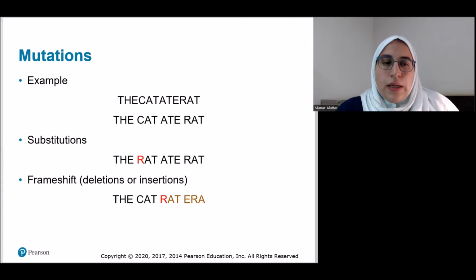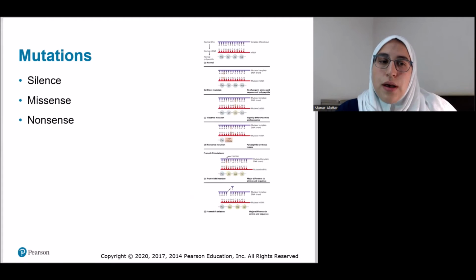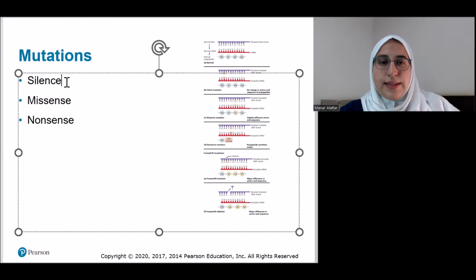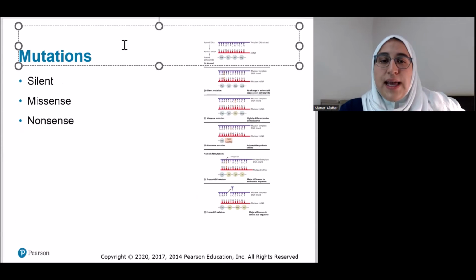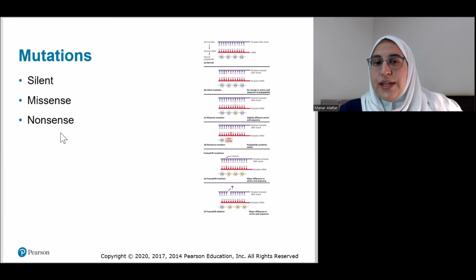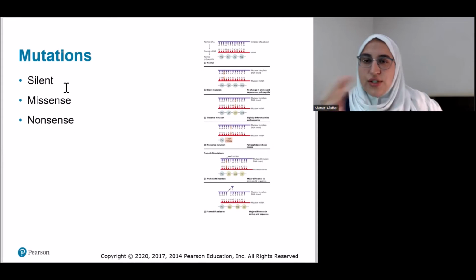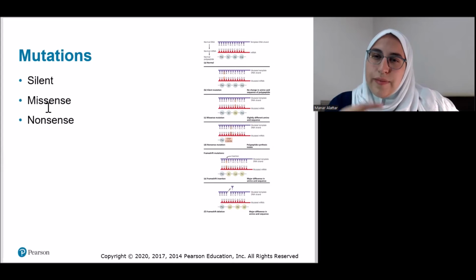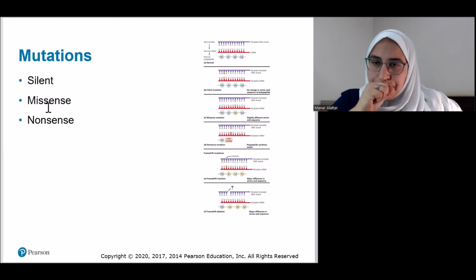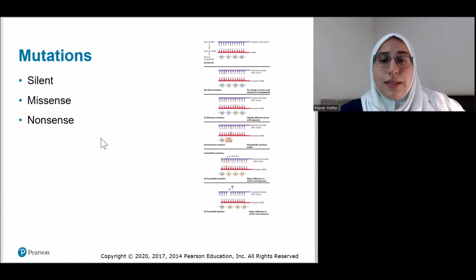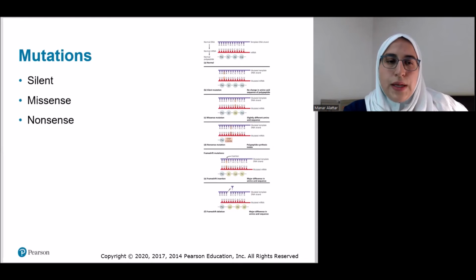Okay. And so we would call that a silent mutation, a missense mutation, or a nonsense mutation. Silent is when you just don't even see it. Missense is where it makes a change, but it doesn't impact the overall structure. And nonsense is when that's it. The rest of the polypeptide makes no sense and can't really be a functional protein.